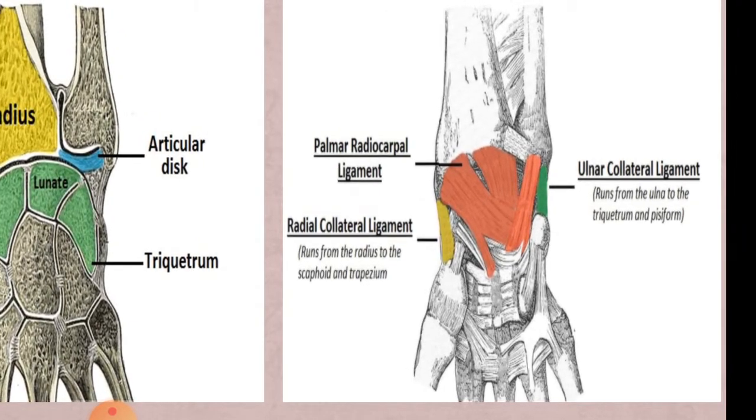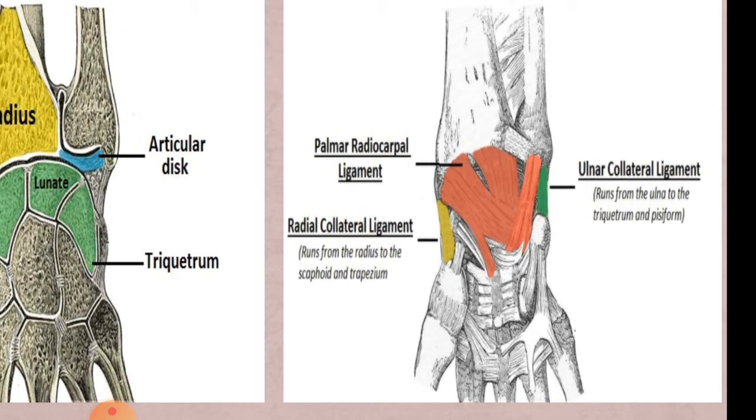Next we have the ligaments that are providing the strength to the wrist joint, and these ligaments can be on the palmar aspect, and they will be on the dorsal aspect as well. So you have the ulnar collateral ligament, the palmar radiocarpal ligament, and the radial collateral ligament. So you have the collateral ligaments and the palmar radiocarpal ligaments.